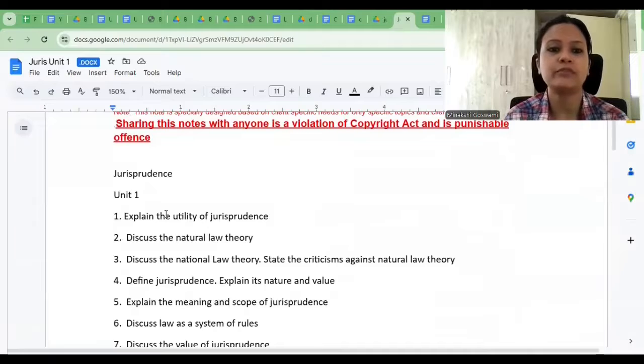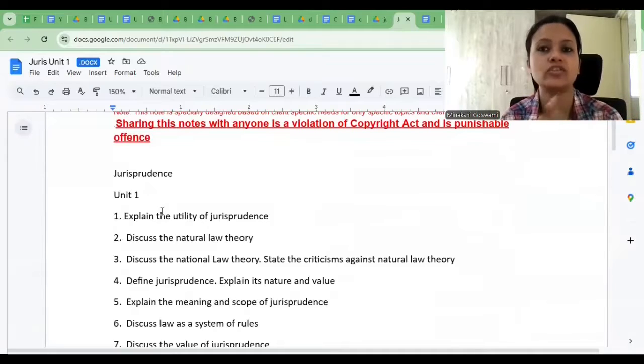So this is unit 1 of jurisprudence. I have classified the questions into long answers and short notes, or problem-based questions for some of the subjects, because problem-based questions are going to be super important from this semester onwards.